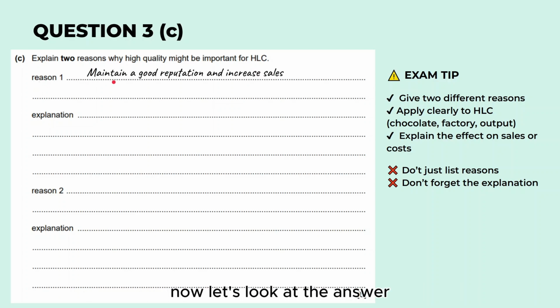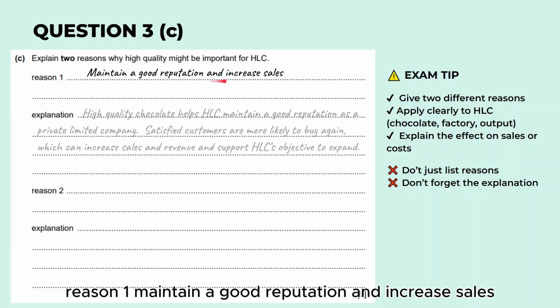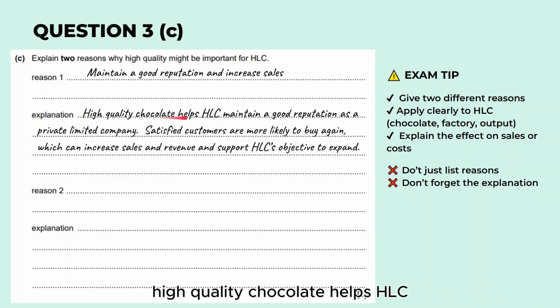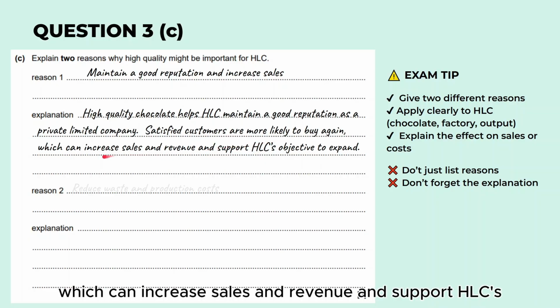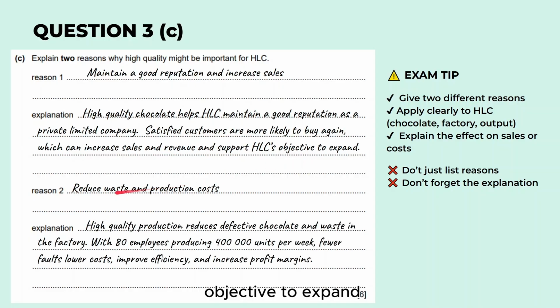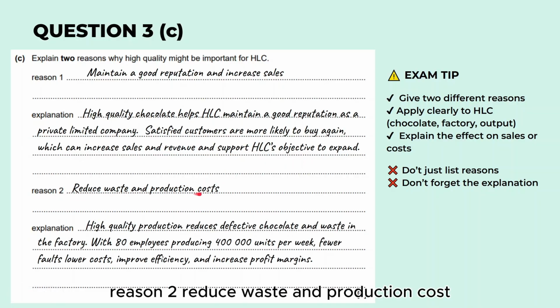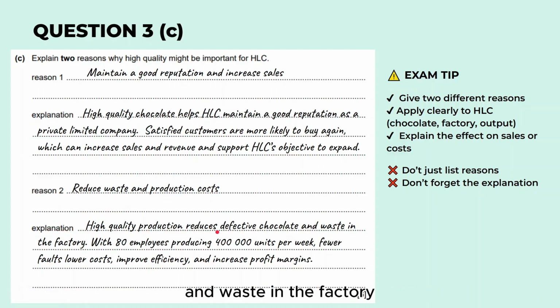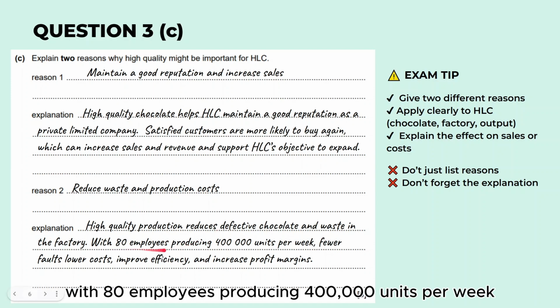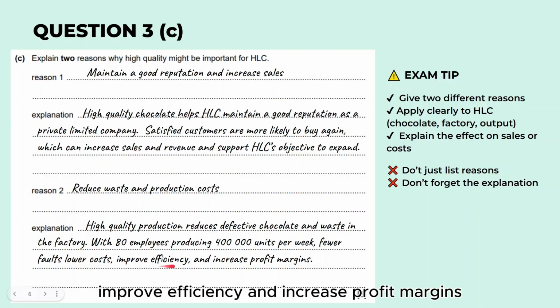Now let's look at the answer. Reason 1. Maintain a good reputation and increase sales. High quality chocolate helps HLC maintain a good reputation as a private limited company. Satisfied customers are more likely to buy again, which can increase sales and revenue and support HLC's objective to expand. Reason 2. Reduce waste and production costs. High-quality production reduces defective chocolate and waste in the factory. With 80 employees producing 400,000 units per week, fewer faults lower costs, improve efficiency, and increase profit margins.